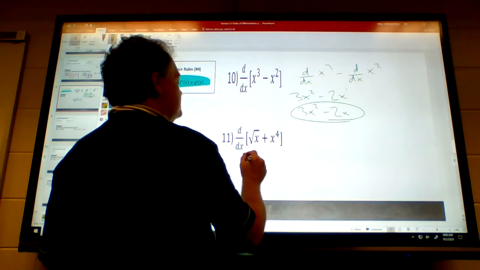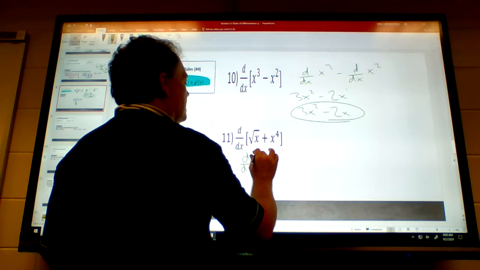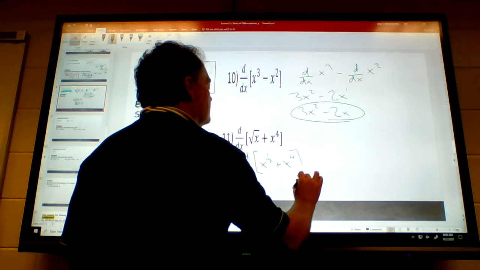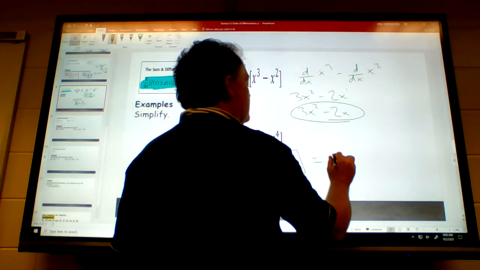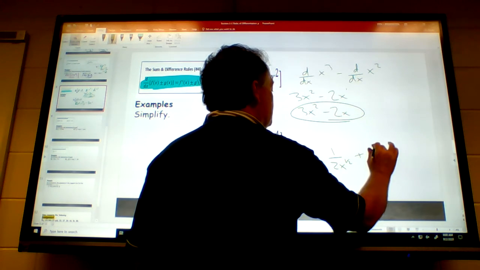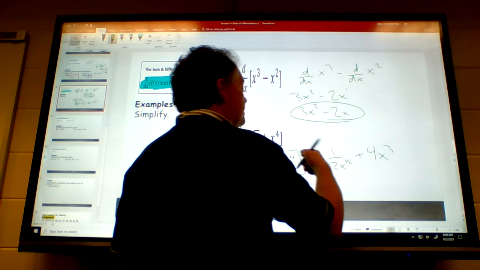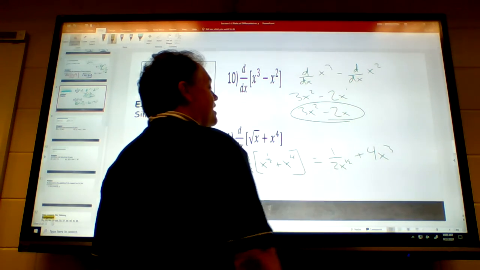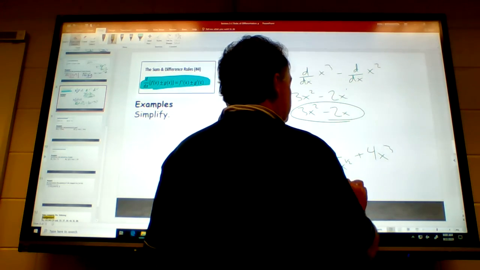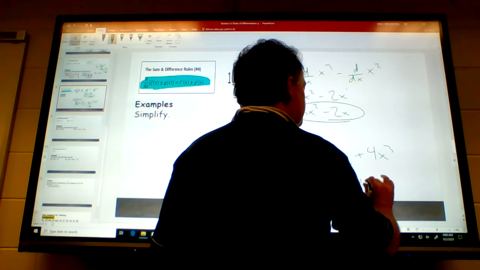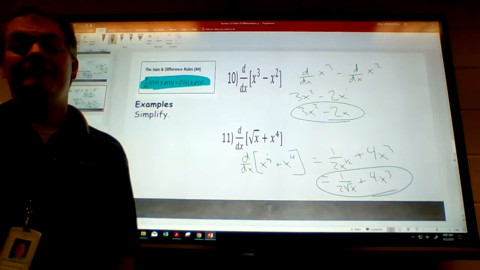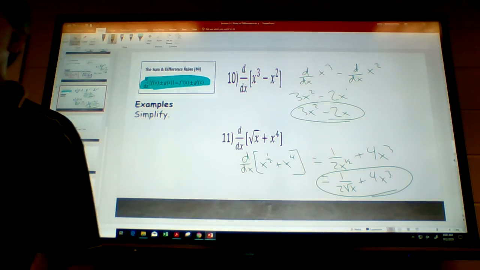And remember, this is d/dx of x to the 1/2 plus x to the fourth. So the derivative of that is going to be 1 over 2x to the 1/2 plus 4x to the third. Exponent goes in front, subtract 1, bada bing. Now you can even write this as 1 over 2 radical x plus 4x to the third. You can do that if you like. Or you can leave it like before. I'm good with that. But just know that both forms work.